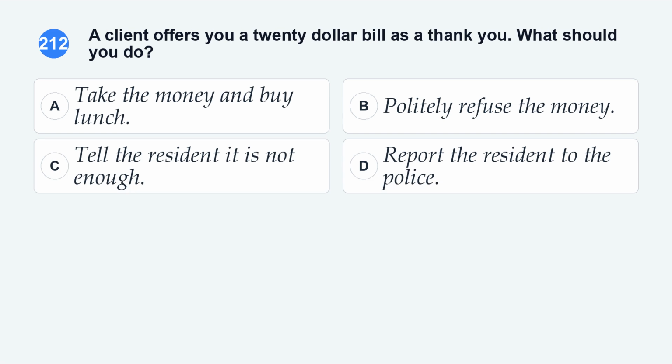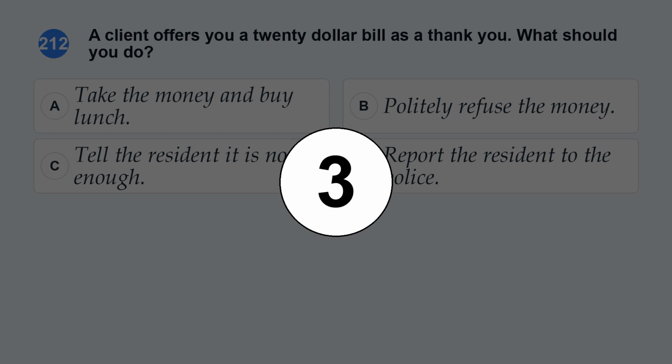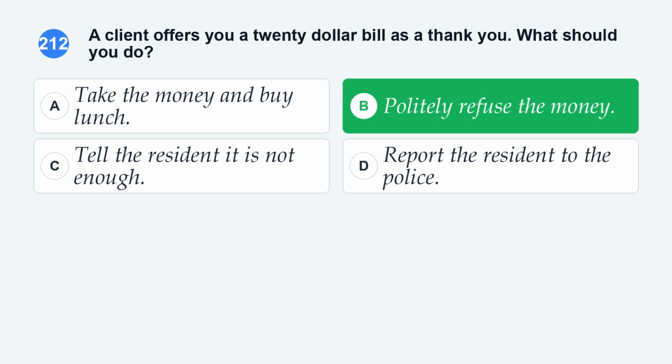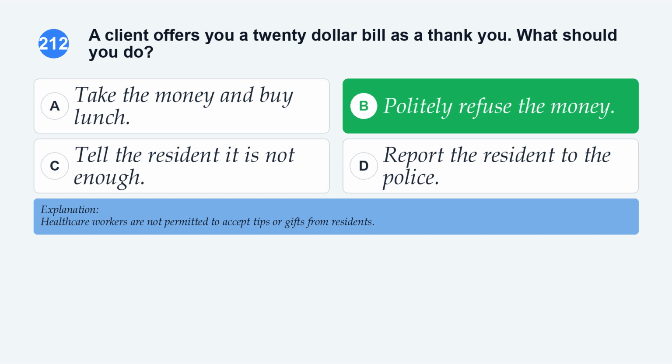Question 212. A client offers you a $20 bill as a thank you. What should you do? Option A, take the money and buy lunch. Option B, politely refuse the money. Option C, tell the resident it is not enough. Option D, report the resident to the police. The correct answer is option B, politely refuse the money. Explanation. Healthcare workers are not permitted to accept tips or gifts from residents.